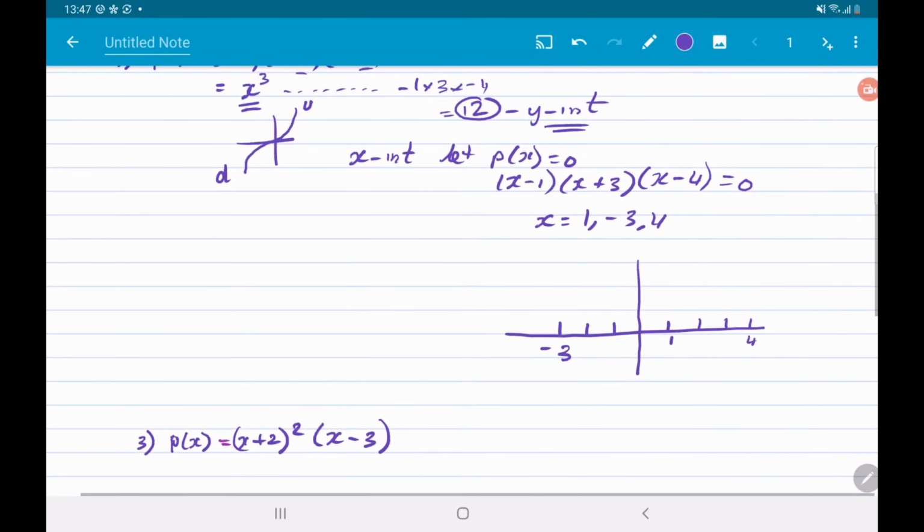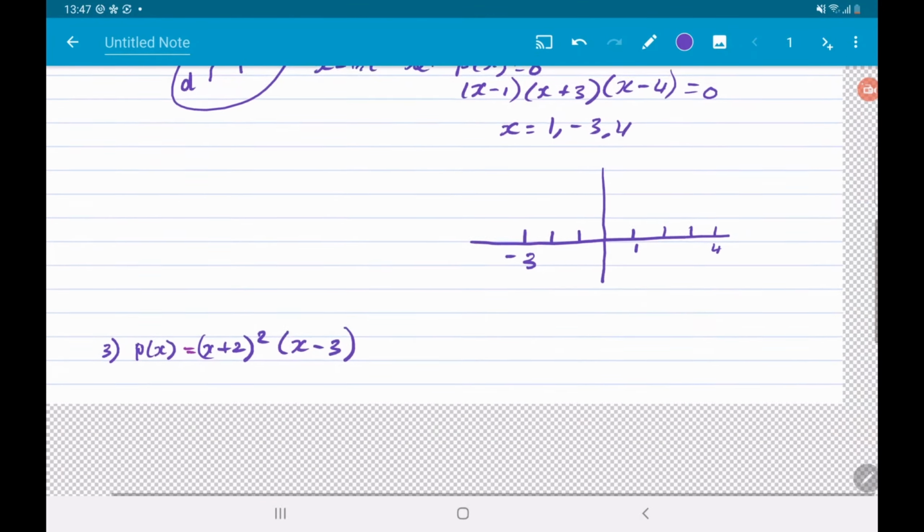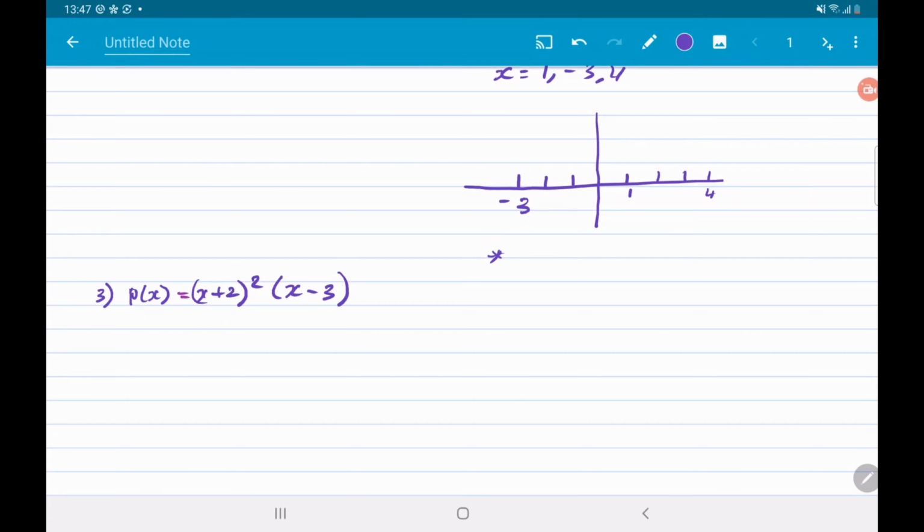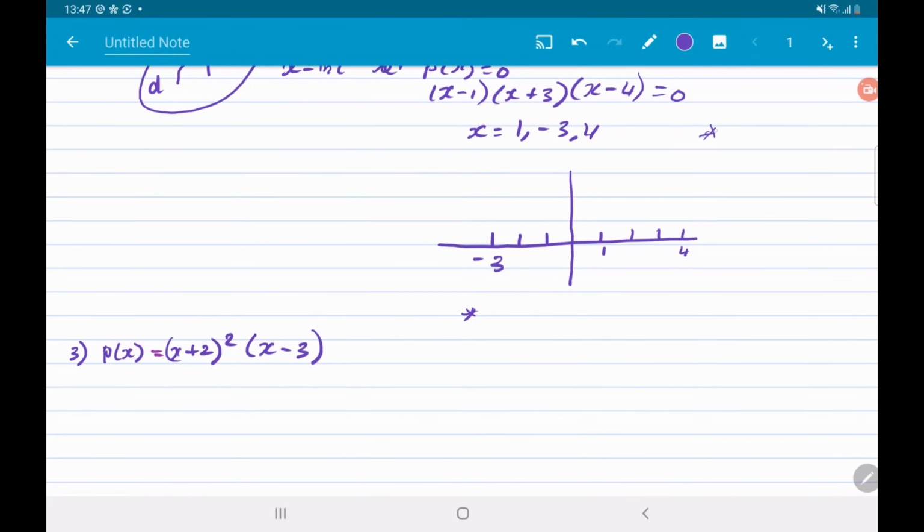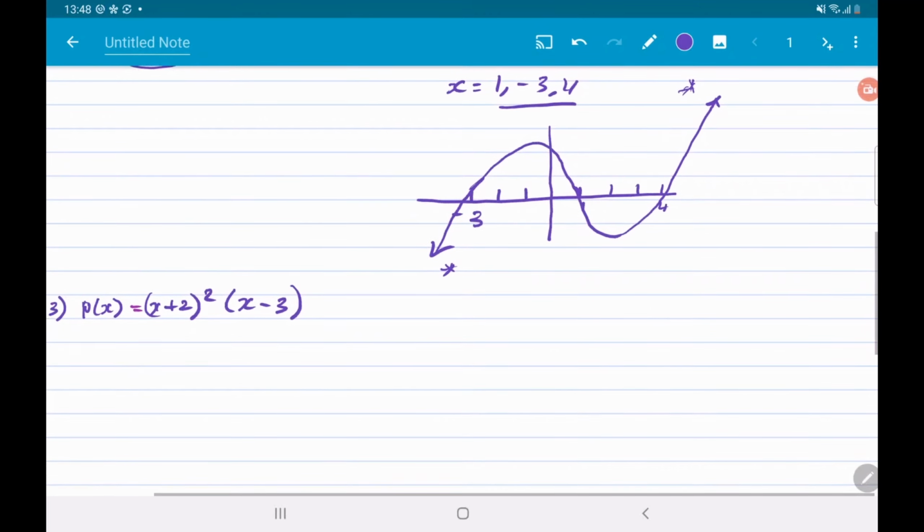And notice our family is an x cubed family. So we're starting down on this side, and we're going to finish up somewhere up here. So that means we're going to go up through your x-intercept, minus 3, go through the 1, and then go through 4 that way. Okay, and your y-intercept was 12. That's 12 up there. 1 there, you can't see it now. Okay, so that's your basic cubic graph with 3 x-intercepts.